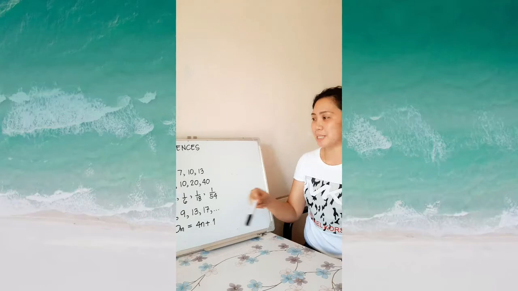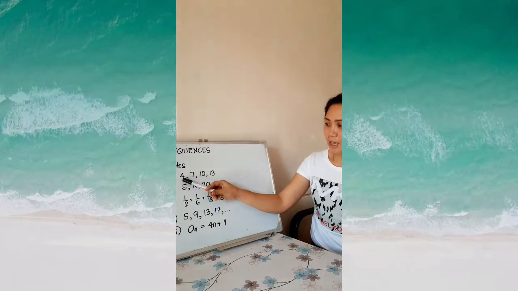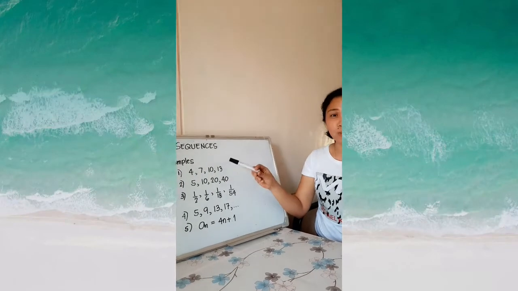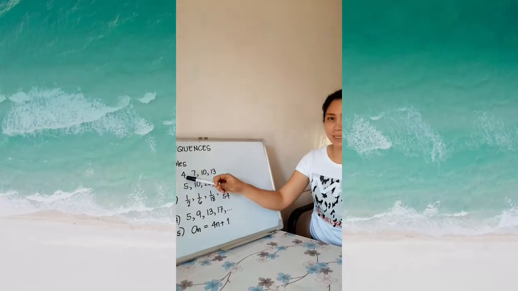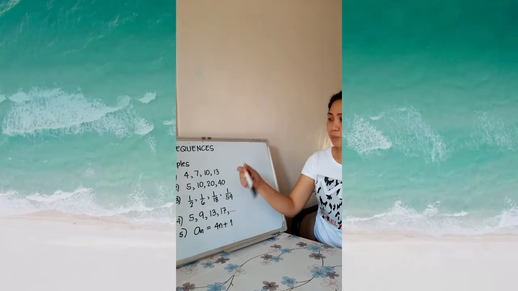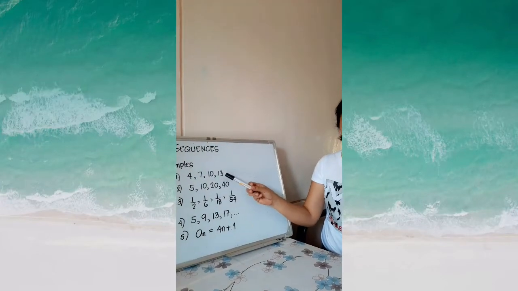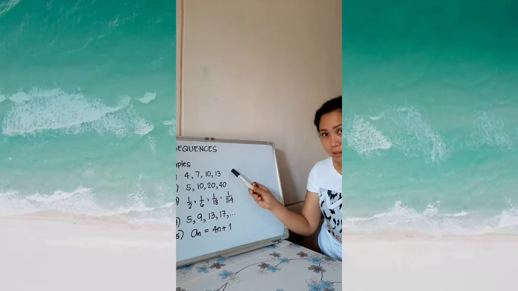Let's take example number 1. If you notice, we only add 3 to obtain the next term. We add 4 plus 3, we get 7. 7 plus 3, we get 10. 10 plus 3, we get 13. So there is what we call a pattern.